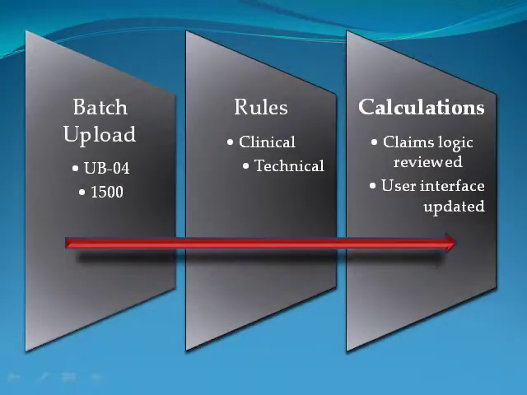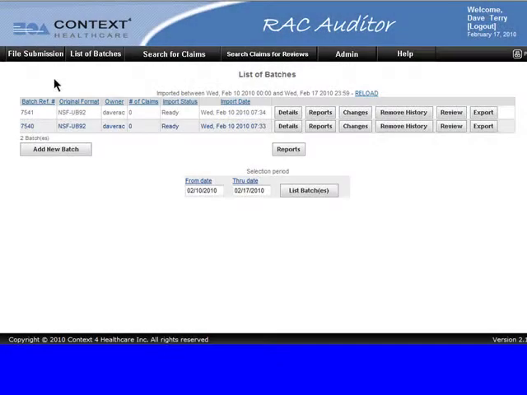To take a step back, we've added this workflow graphic to show the claims process. You first loaded a batch of claims. We've then applied both our technical and clinical edits. Finally, our RAC solution has performed calculations based on the claims logic, and your interface is updated to show the new batches and reports. We've returned to the List of Batches page.